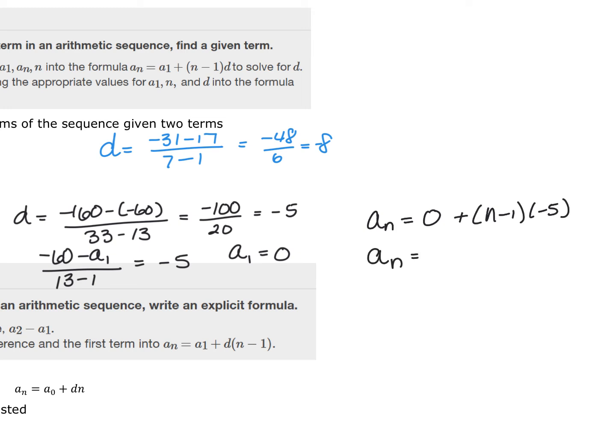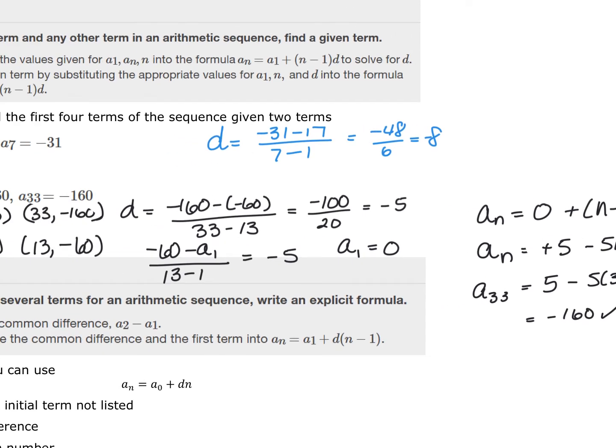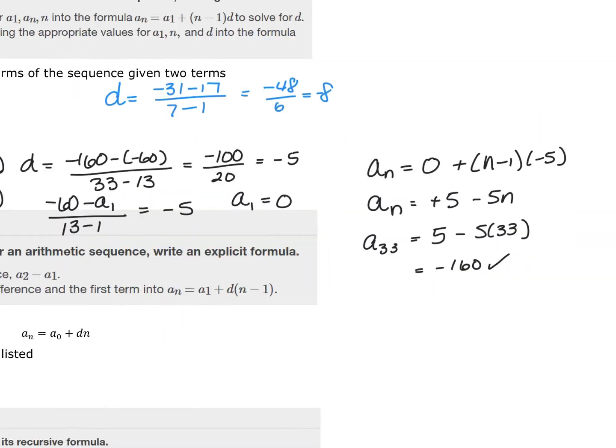So my a sub n, my closed formula, is positive 5 when I distribute, so positive 5 plus 5, and then it's going to be minus 5n. Now let's see if this works for a sub 33. I put in 33, so I have minus 5 times 33. And 5 times 33 is 165. And a negative 165 plus a positive 5 does indeed give me a negative 160. So there is my closed or explicit formula right here.